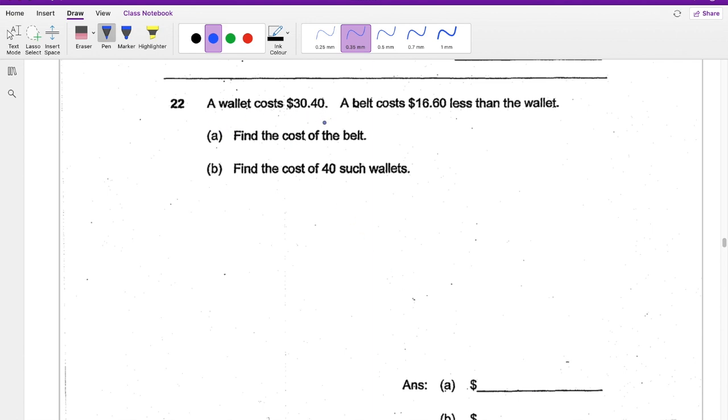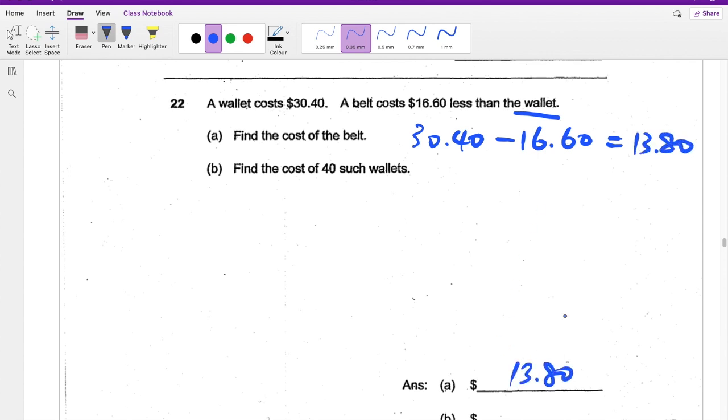A wallet costs $30.40. A belt costs $16.60. Find the cost of the belt. It's very straightforward. We use the wallet's cost minus 16.60. 30.40 minus 16.60 equals 13.80. Then, find the cost of 40 such wallets.